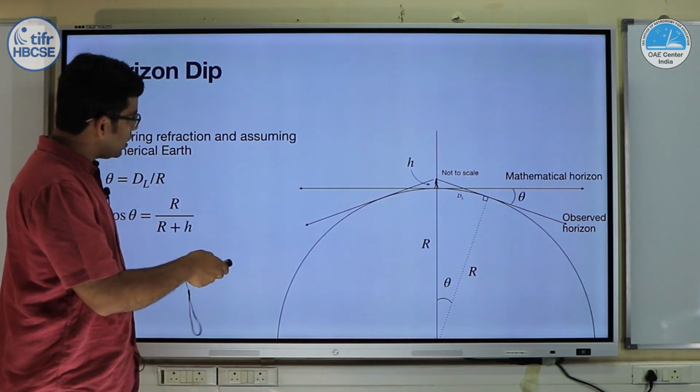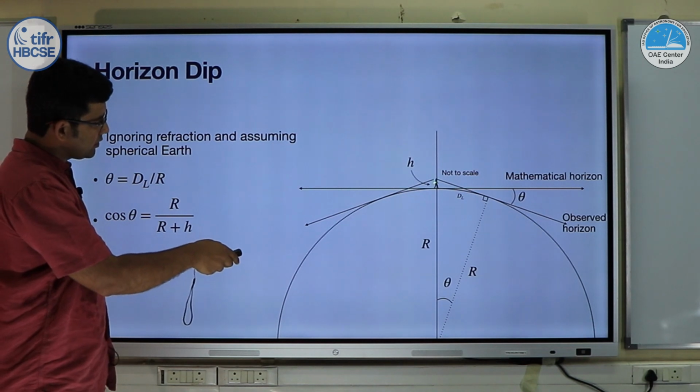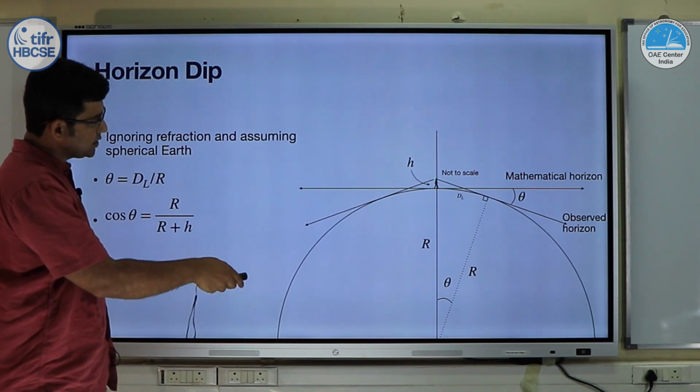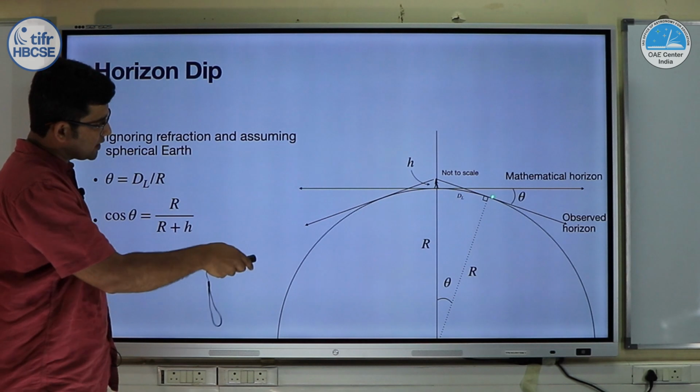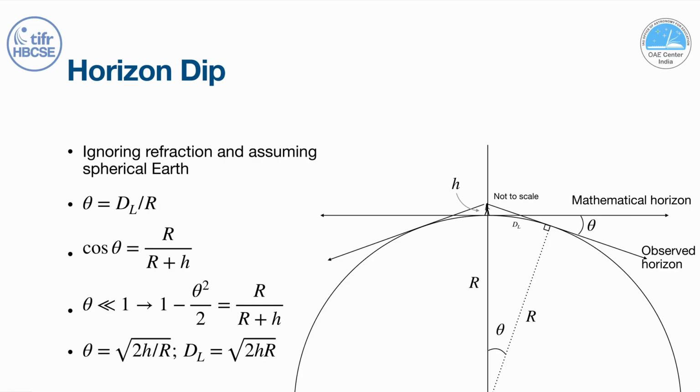Now, you can also think about this right angle triangle which has the hypotenuse r plus h, and this side has a length r, and this angle is theta. So, you can write cos theta is equal to r divided by r plus h.